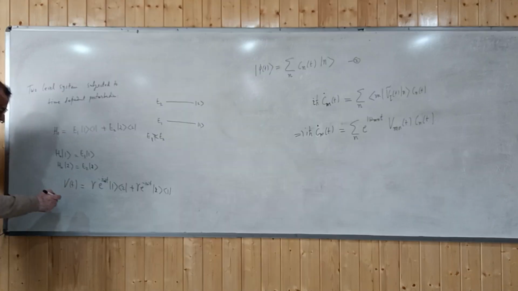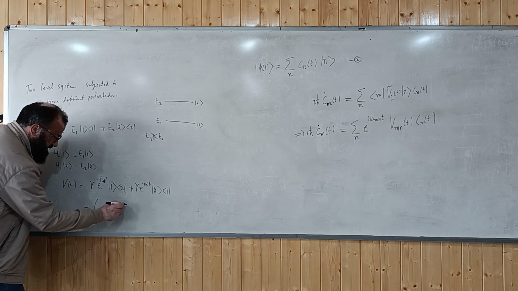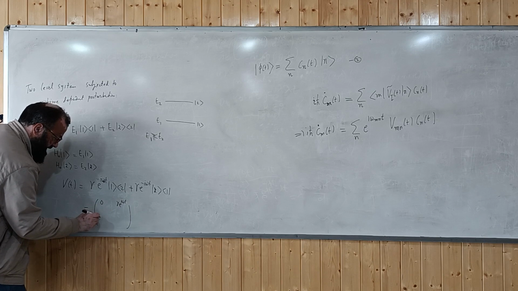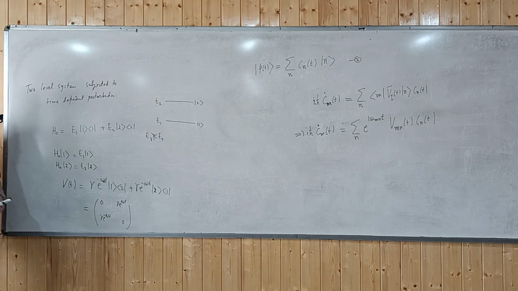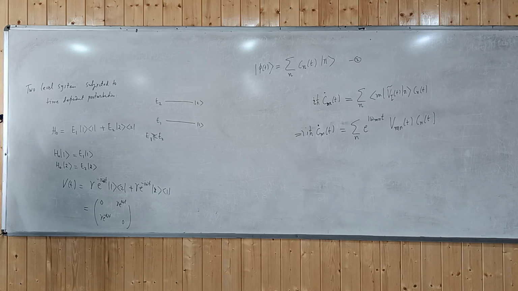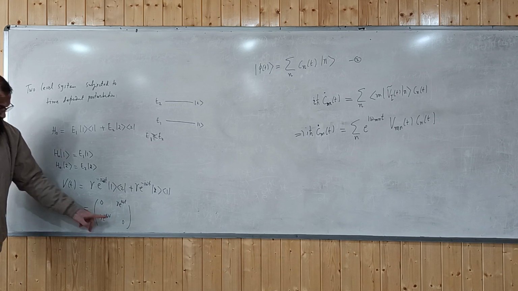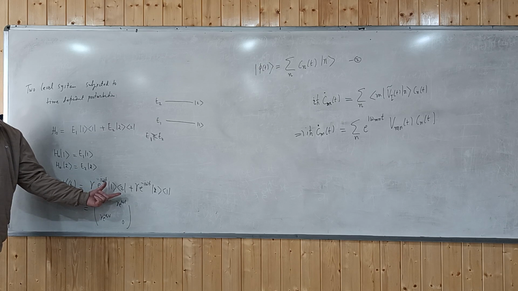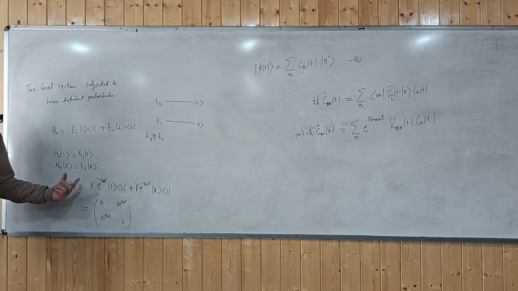If you write it in the matrix form, it's like this: 0, gamma e raised to i omega t, gamma e raised to minus i omega t, 0. Clear? If you write it in the matrix form. Understood? Okay. So now if you see, the diagonal terms of this V are 0. There are only off-diagonal terms. That means the two levels are coupled by this very perturbation.